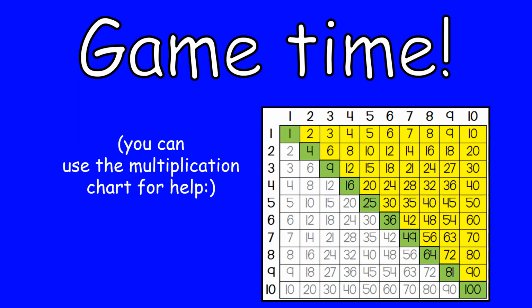The green numbers are special because the green numbers are our perfect squares. So they are something that we multiply a number by itself to get. So 1, 4, 9, 16, 25, 36, 49, 64, 81, and 100.